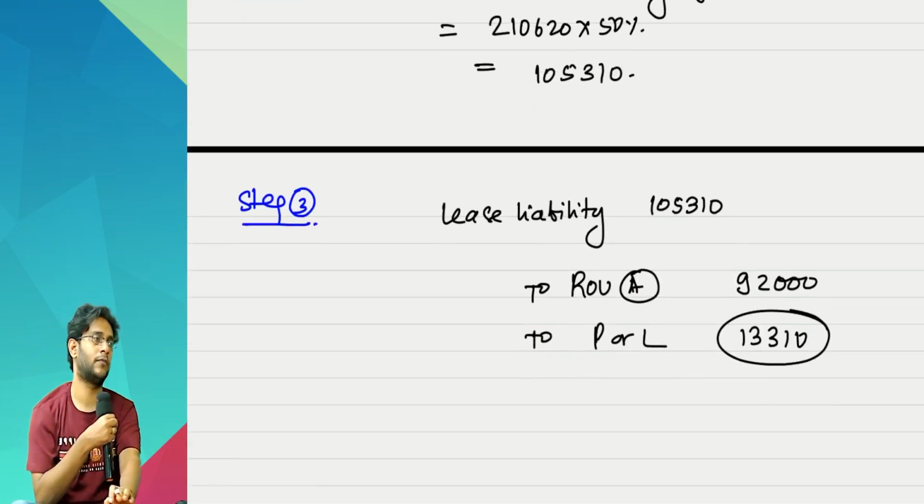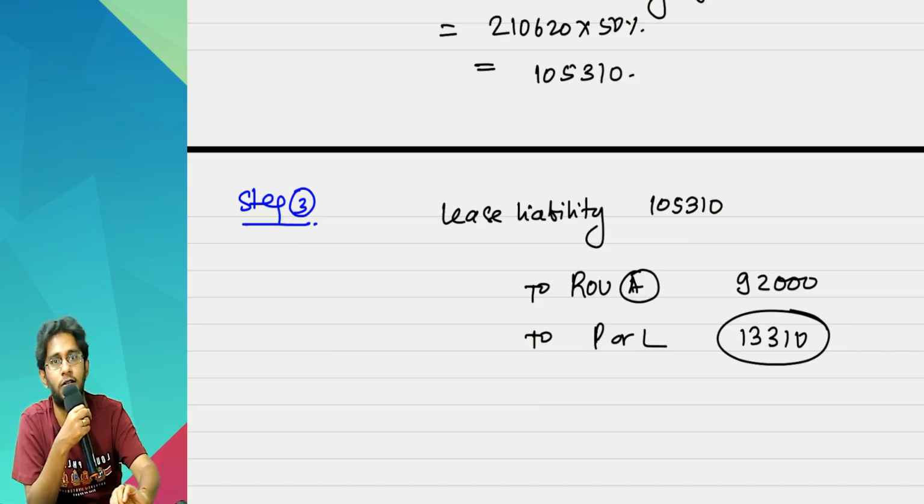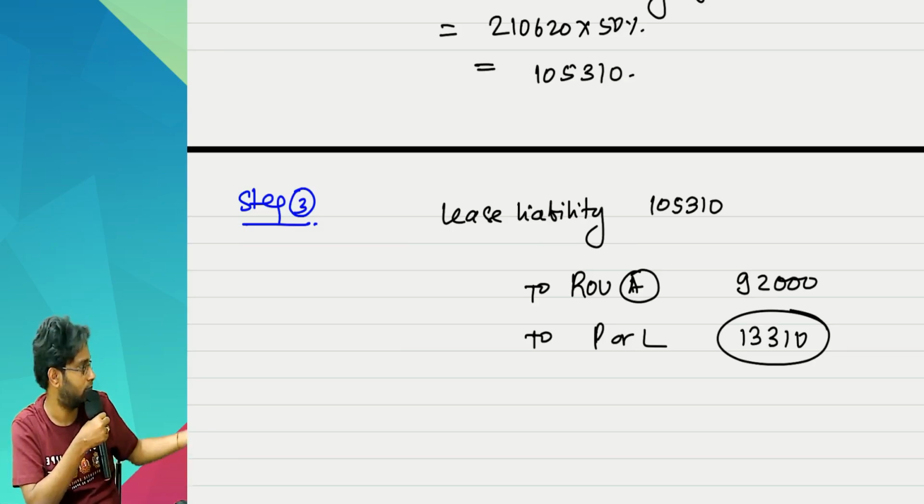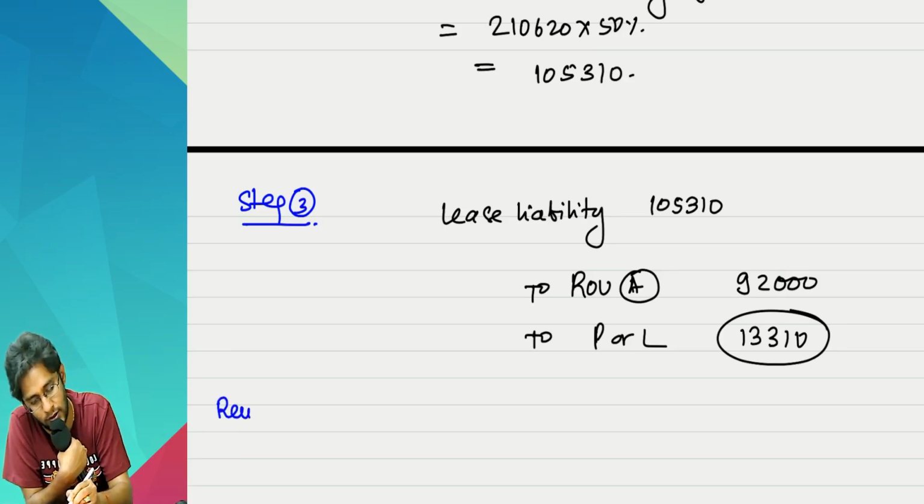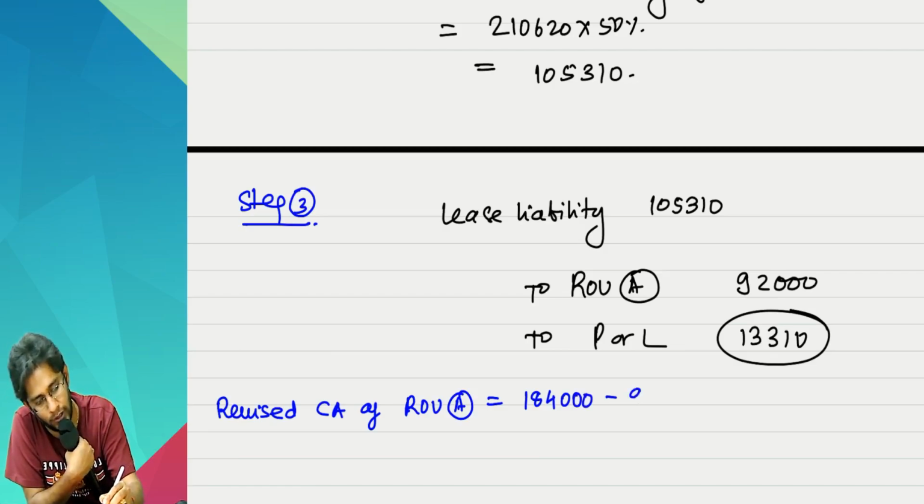Gain came. Sir, why did the gain come? The gain came because the liability decrease is more than the asset decrease because of your scope reduction. That is a good thing, no? That's why. The sum is not over. In the next stage, work out the revised carrying amount of the ROU asset. It was 184,000. You went and removed 92,000. It became 92,000.